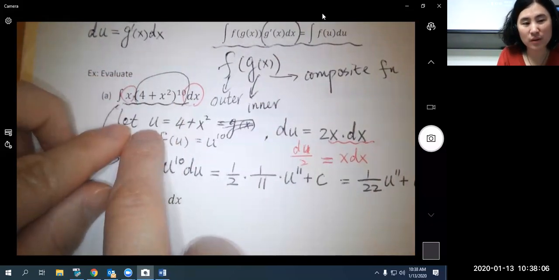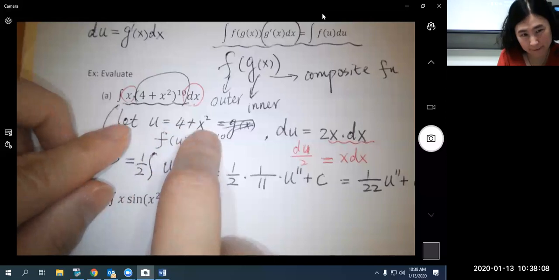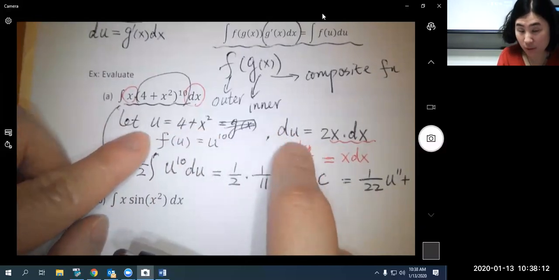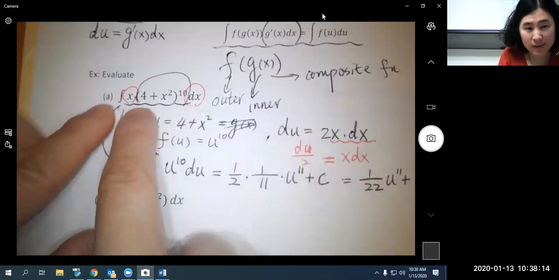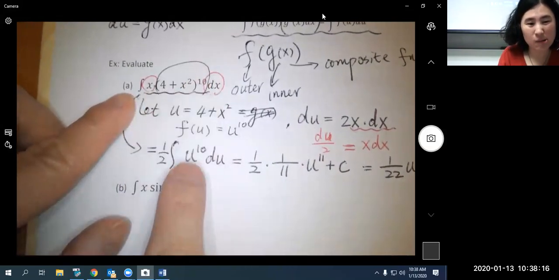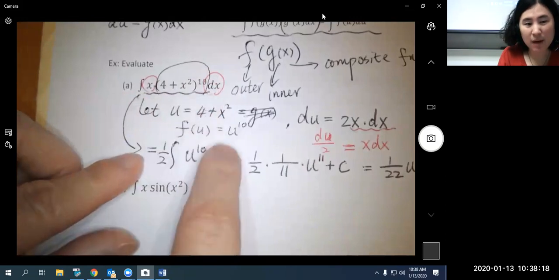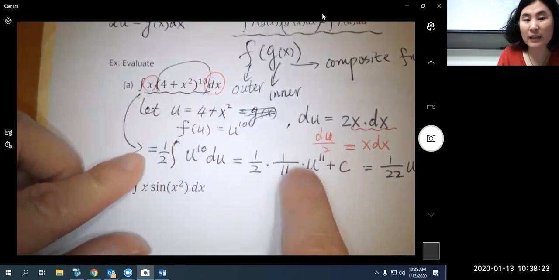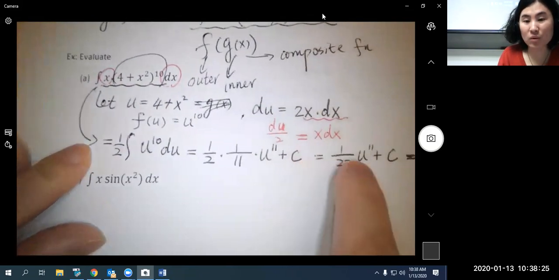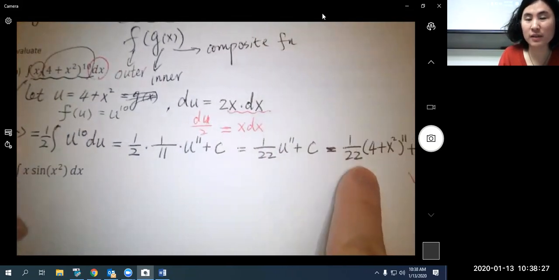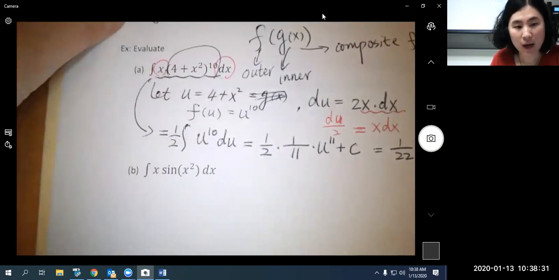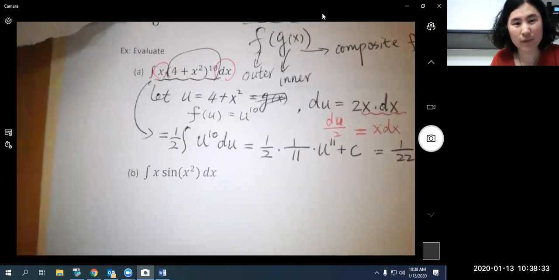So we let u equals 4 plus x squared. And then don't forget every time we have to compute du. And then we can rewrite the original function from x by u and it becomes a simpler integral. We get the antiderivative and substitute the u back in terms of x. This is the idea for the substitution. What do you feel? It's all right, right?